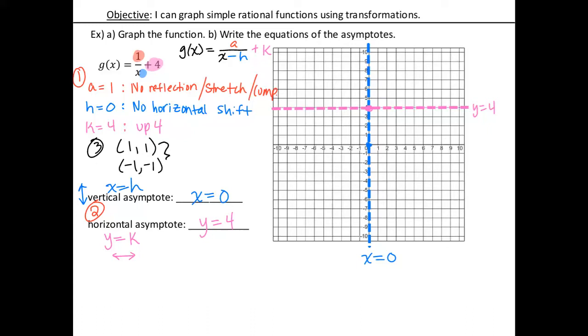So to these 2 points, notice I have no stretch, no compression, no reflection, no horizontal shift. The only thing I'm going to do is basically take those 2 points and move them up 4 times. Okay? So if I go to my point 1, 1 on the graph, I'll be here at 1, 1. And then all I do is move it up 4 times. So at 1, 1, we're going to go up 1, 2, 3, 4. And I'll end up at 5, 1. So I'm going to put a dot at 5, 1.